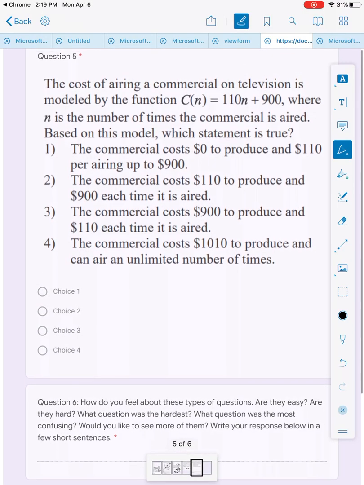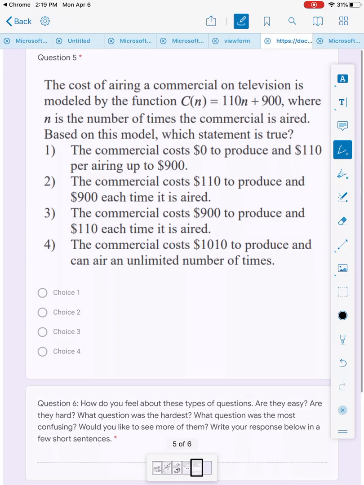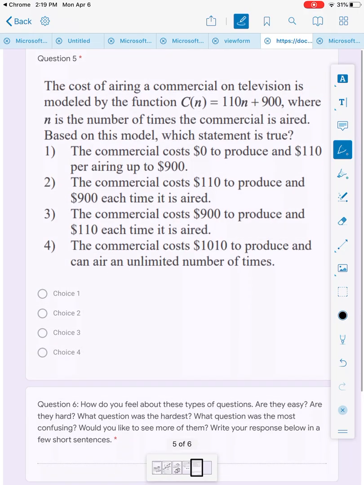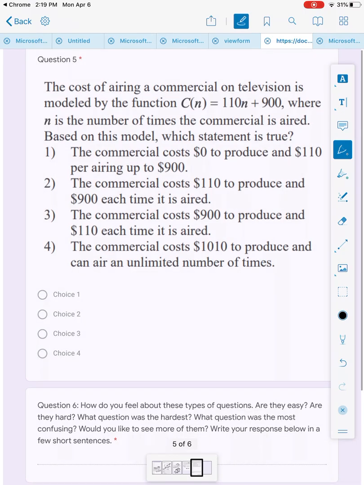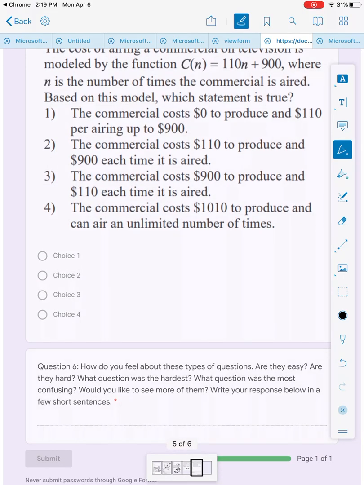And lastly, question 5. It says the cost of airing a commercial on television is modeled by the function C of n equals 110n plus 900, where n is the number of times the commercial is aired. Based on this model, which statement is true? Well, to me, I automatically see another constant here, that $900 is going to be paid no matter what. And I also see that the 110 is multiplied by the number of times the commercial airs. Now, judging that this is money, it's $110 and $900.